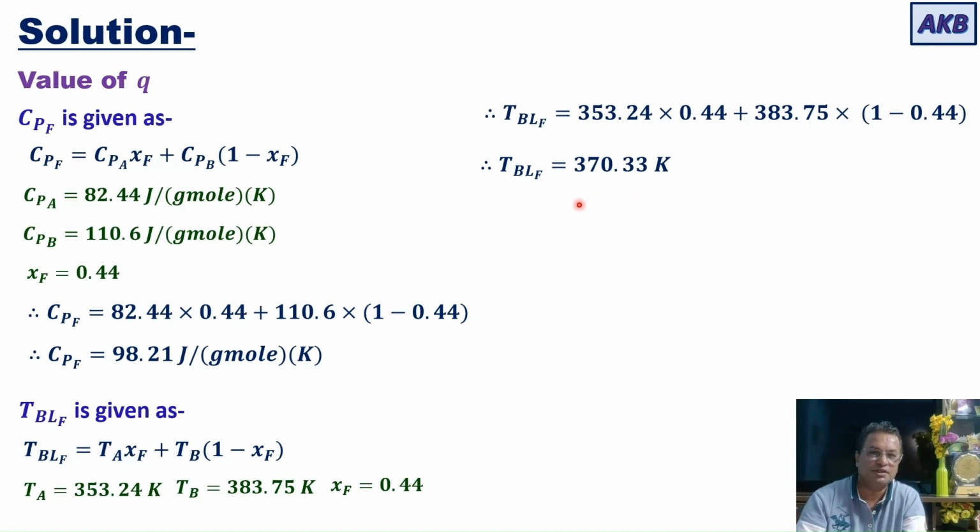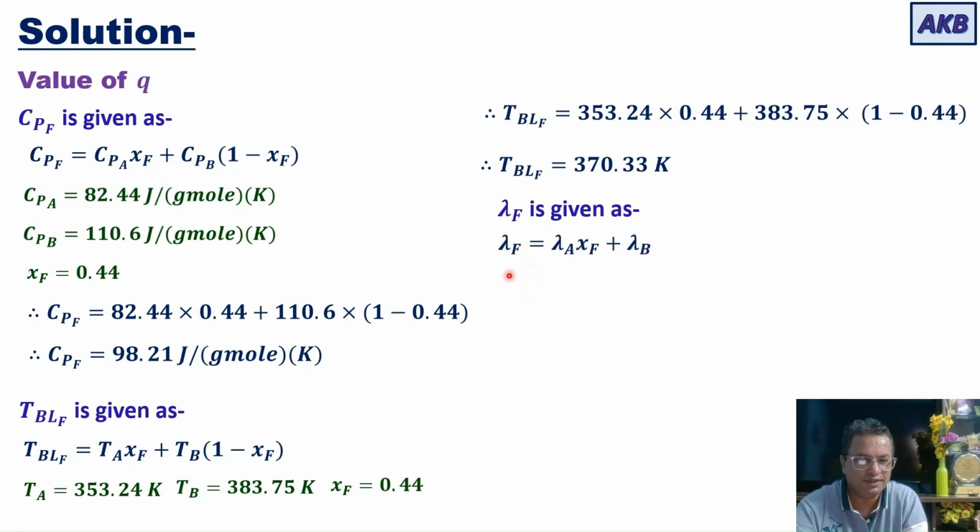The boiling point for the feed solution would be 370.33 Kelvin. So you need to heat the feed solution to this temperature in order to convert the feed into saturated vapor. Okay? So you can say this is the average boiling point of the feed. Average boiling point of the feed. Then lambda F will be calculated in a similar way.